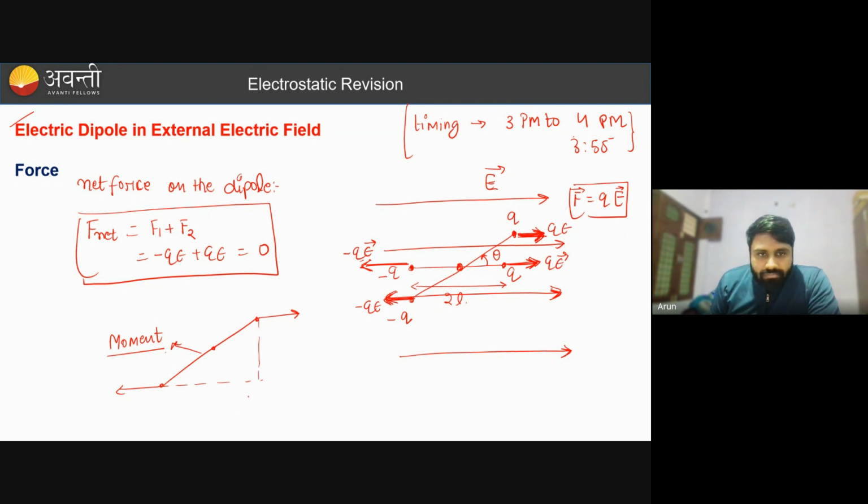Now, this moment, you know that moment is given by the force into the perpendicular distance between the forces, the perpendicular distance between the lines of force.